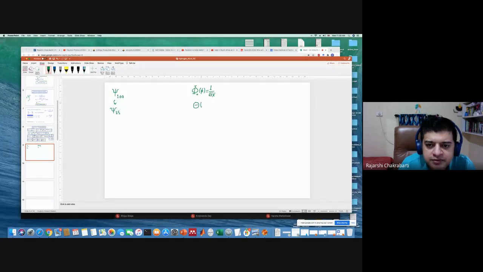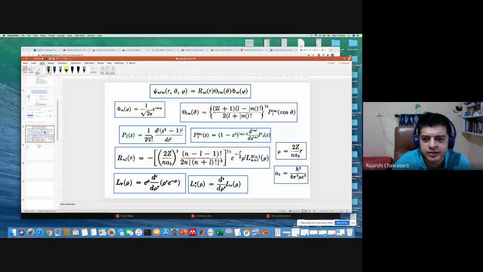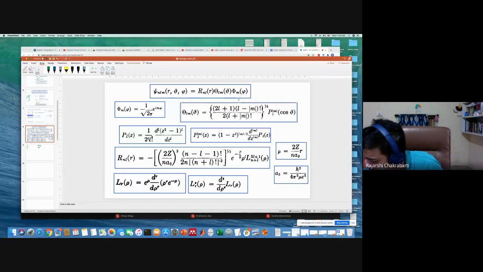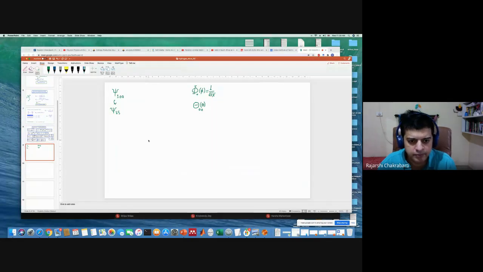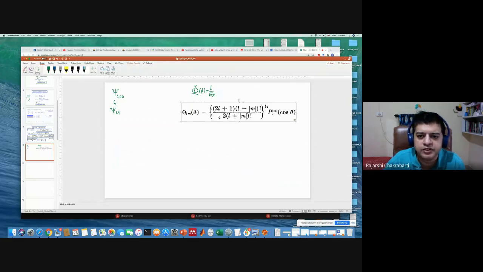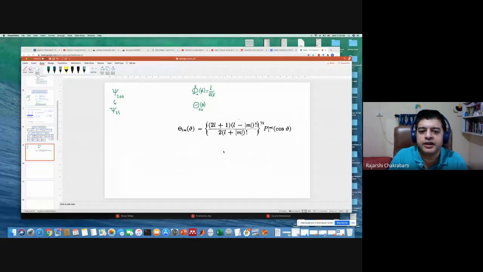Theta of theta, for 0, 0, isn't it? How do you calculate this? Theta of theta 0, 0, just go back and see the expression. It has to be this. Don't get scared. Are you getting scared? The expression I'm giving you, you don't need to remember, but you should be able to do it. So if I do it, what is the answer?